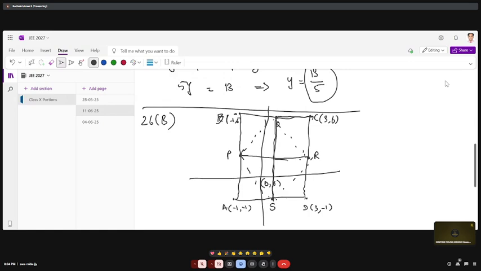And what are we supposed to prove? So these two lines bisect each other. That means this is equal to this. So let us say this point is T. Then PT is equal to TR and QT is equal to TS.